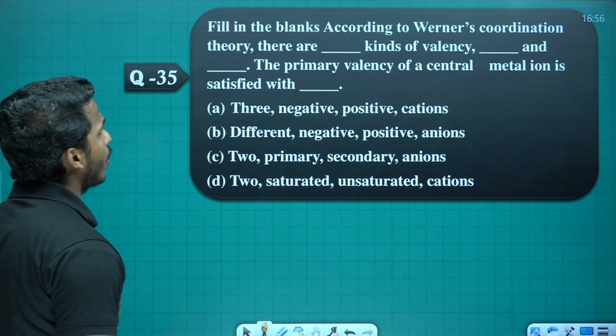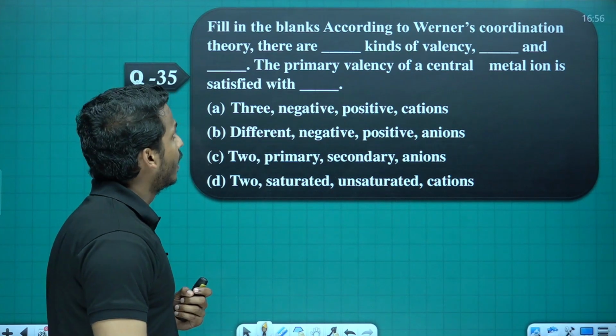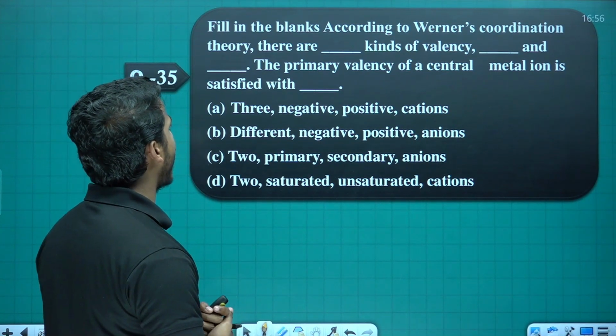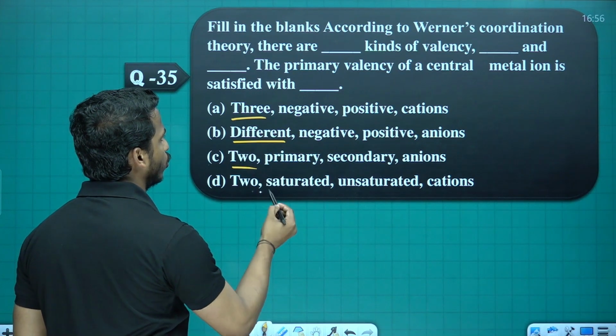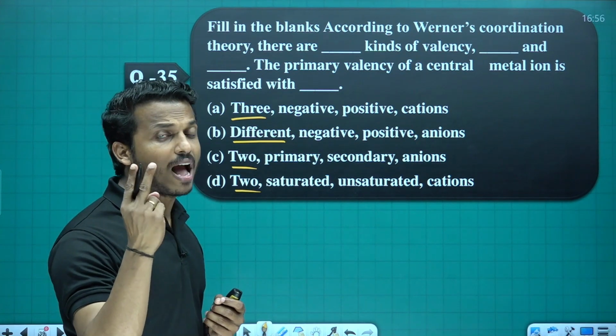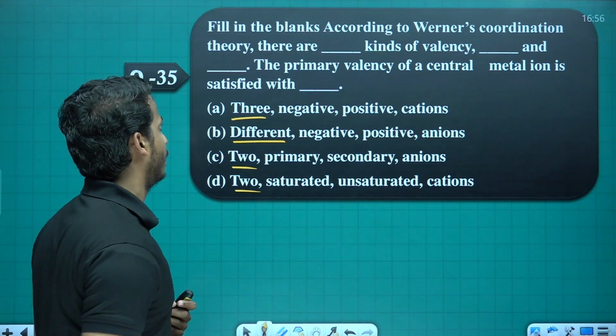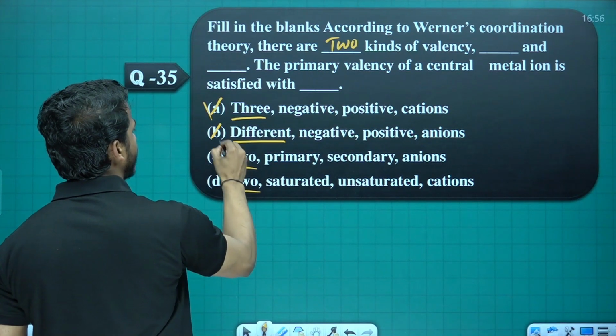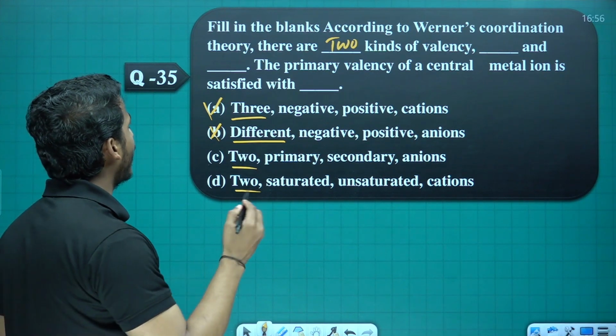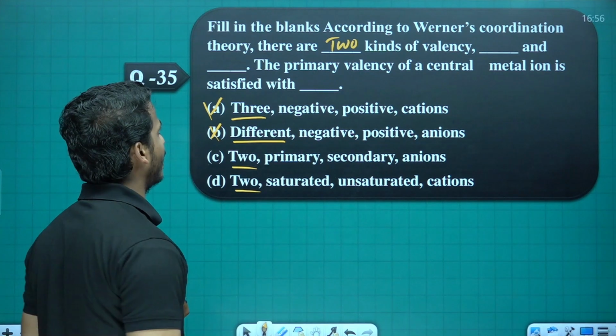Fill in the blanks according to Werner's coordination theory. There are dash kinds of valency. There are two types of valency, my dear, primary and secondary. So there are two types of valency. So the answer is either C or D. Dash and dash, that is primary and secondary.